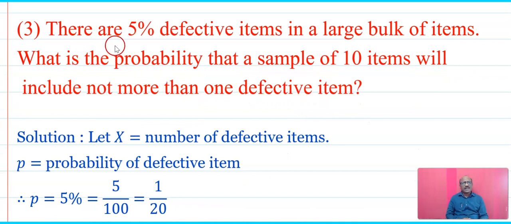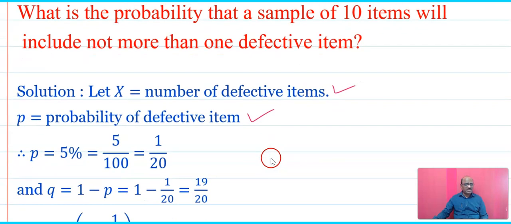Next problem. There are 5% defective items in a large bulk of items. What is the probability that a sample of 10 items will include not more than one defective? Not more than one defective. Here we require the defective. Let X denote the number of defective items. P is the probability of defective item. What's the percentage of defective? It is 5%. Therefore, P is equal to 5 upon 100, and that is equal to 1 upon 20.